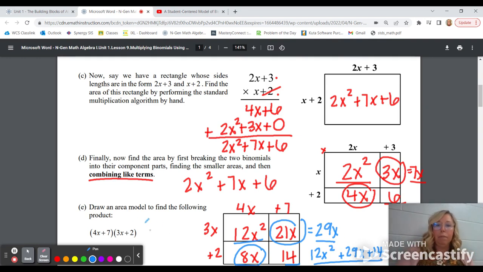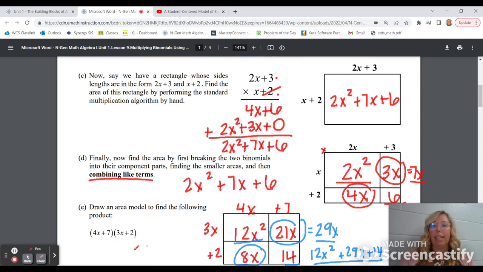Now I'm going to do it one more time for you with the model that we saw in part C. That's the standard algorithm model. Let me switch colors just so it's a little bit clearer here. All right, so we can take these same binomials, 4x plus 7 and 3x plus 2, and set them up as a vertical multiplication problem. So 7 times 2 is 14. 4x times 2, we're going to put a plus sign, drop it down. 4x times 2 is 8x.